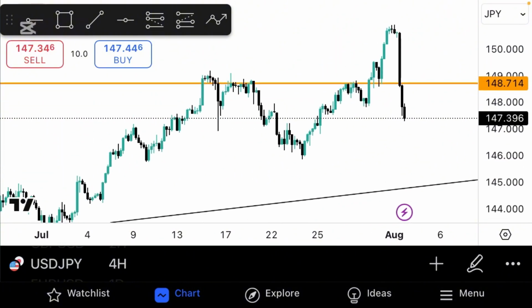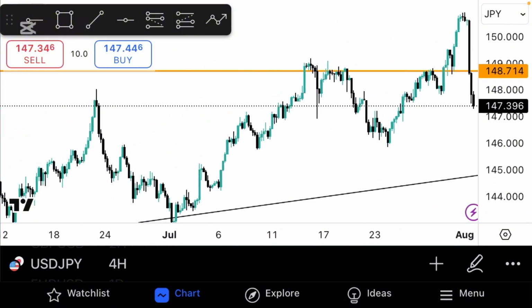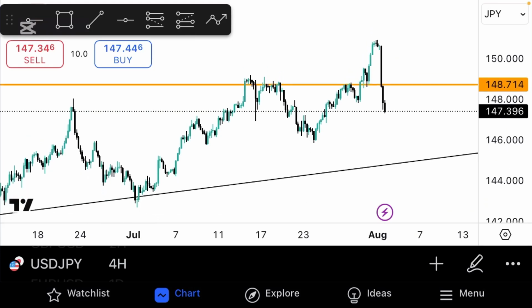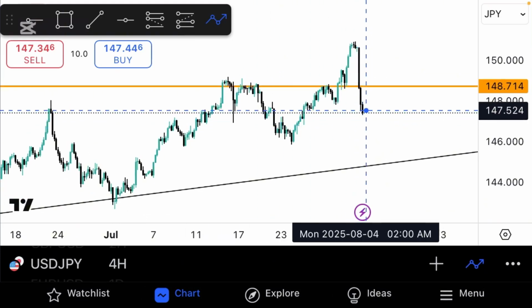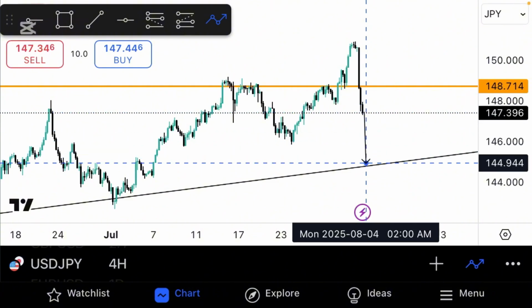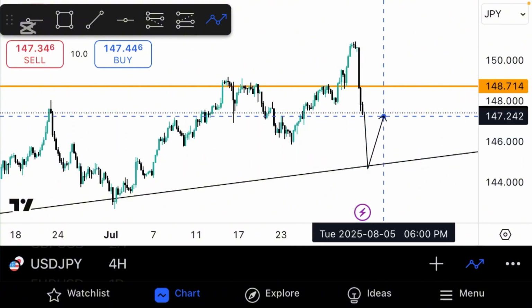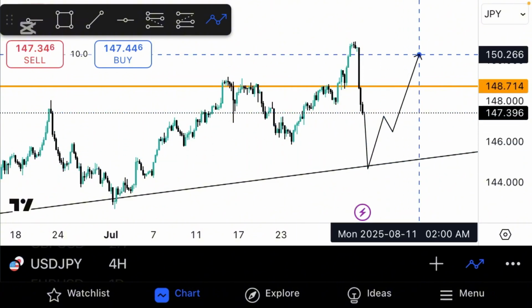But looking at what price is currently doing on USD JPY, we are anticipating that price will come down to this trend line before continuing its upward momentum.